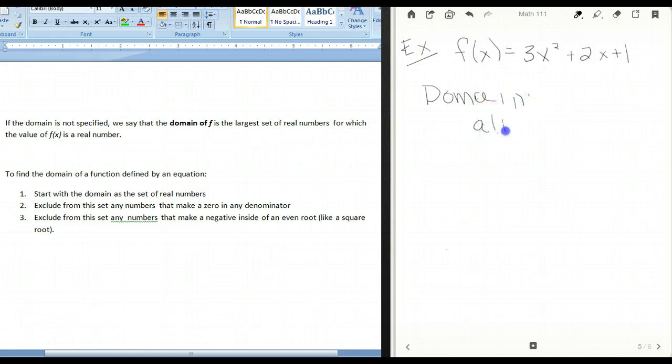I don't know why my pen is being so messed up. This looks awful. Let me get rid of this. This is terrible.